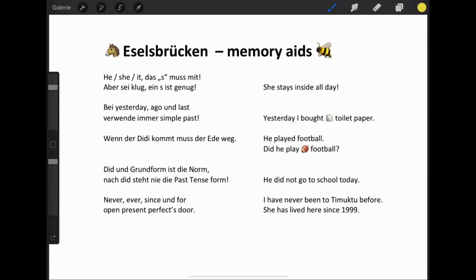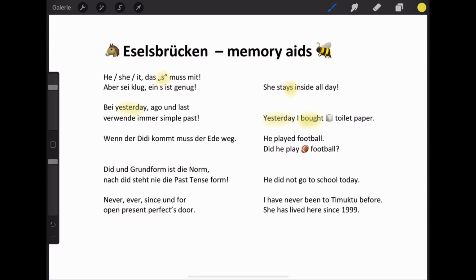The first one, he, she, das, es muss mit. That's always a classic. Second one also, by yesterday, ago and last, verwende immer simple past. That's what I always say, go for the signal word, and that helps you to find out which tense you need. Here it's a simple past.